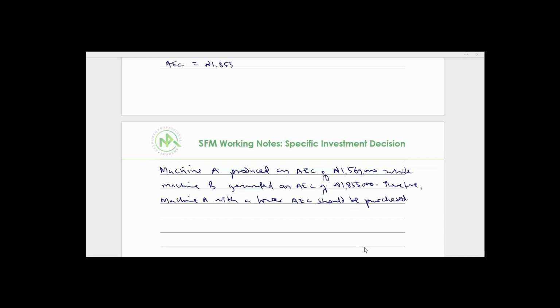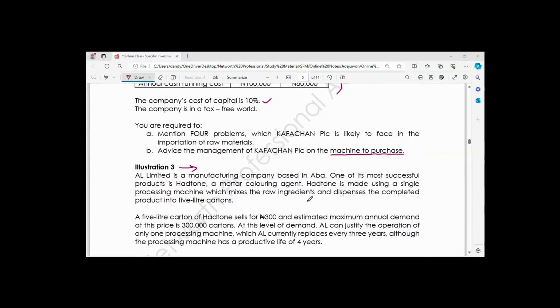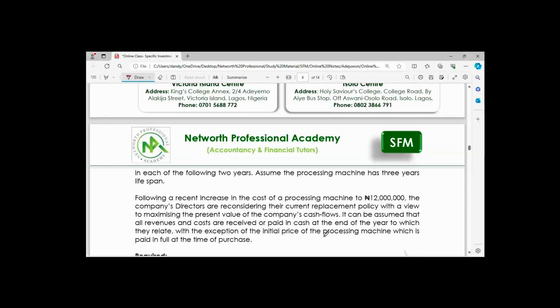So let's move to another area under specific investment decision. I will stop sharing this. Okay, so like I said, this is the illustration I want you to solve. So that's that. So let's go to lease and hire purchase.